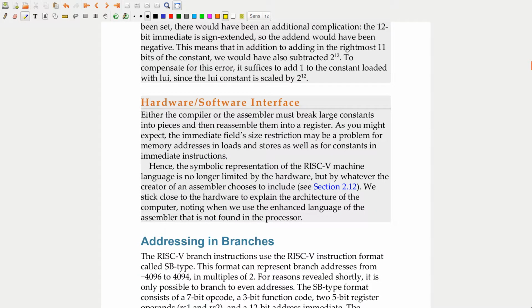Okay, so let's talk about hardware and software for a second. Either the compiler or the assembler must break large constants into pieces. I would guess it's usually the job of the compiler to do this, but it's either one. Hence, the symbolic representation of the RISC-V machine language is no longer limited by the hardware, but by whatever the creator of the assembler chooses to include. We stick close to the hardware to explain the architecture of the computer, noting when we use the enhanced language of the assembler that is not found in the processor.